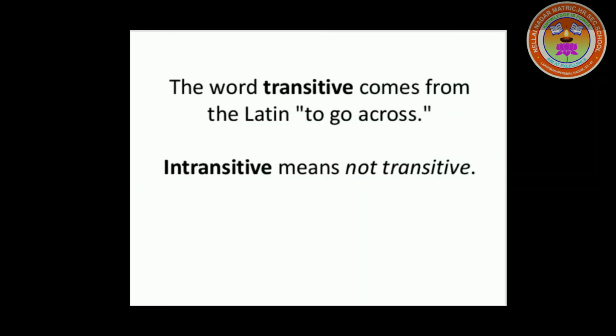Next, the word transitive comes from the Latin for 'to go across'. Intransitive means not transitive. So it is clearly mentioned. Okay.